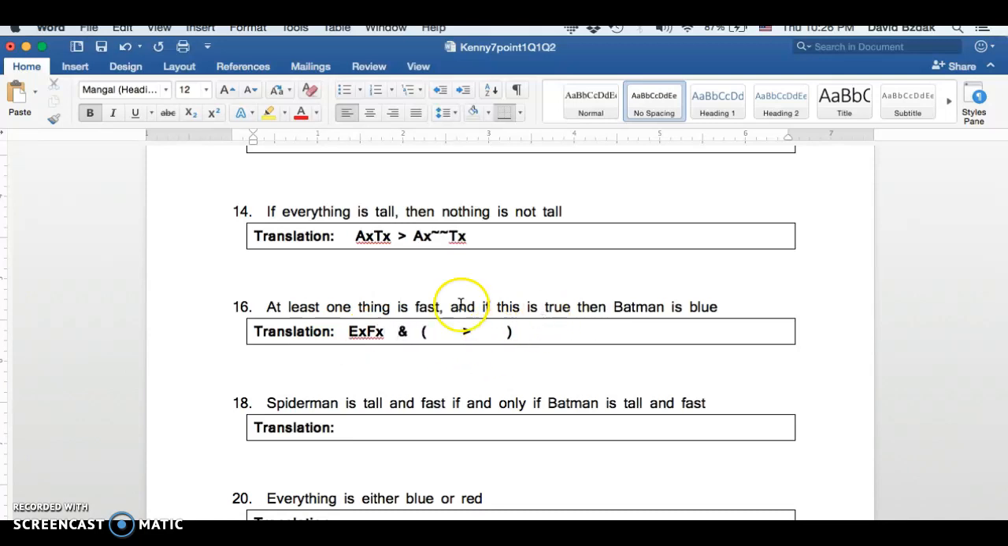Easy enough. Okay, and if this is true, if what is true? If at least one thing is fast. So if at least one thing is fast, then Batman is blue. So there again, there's no quantifier, right? Is blue, capital B, Batman, lowercase b.